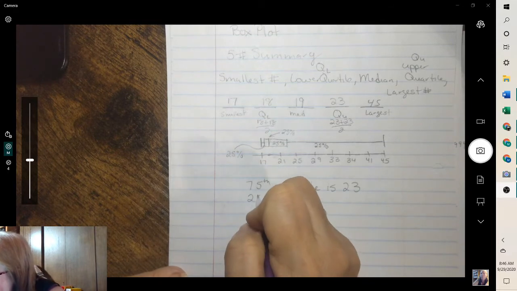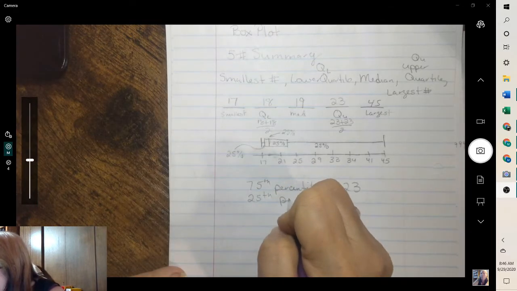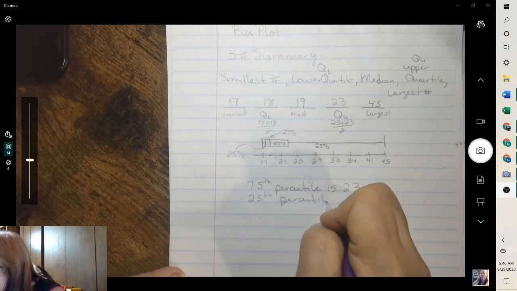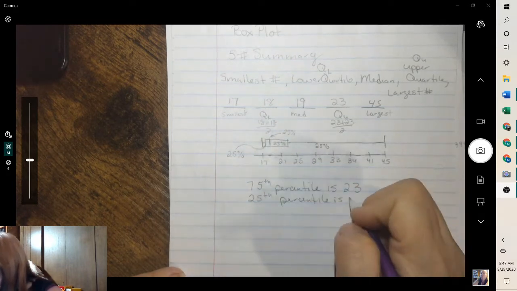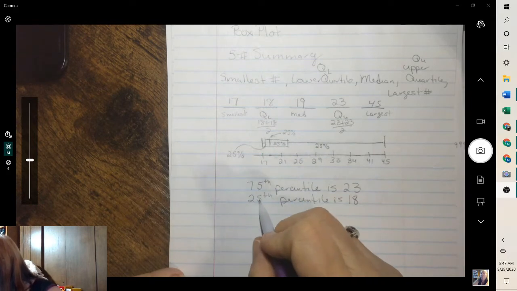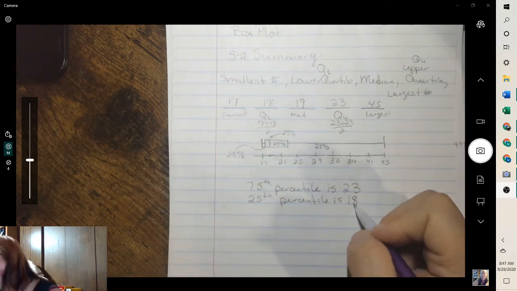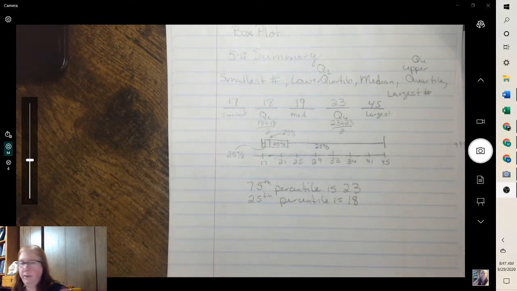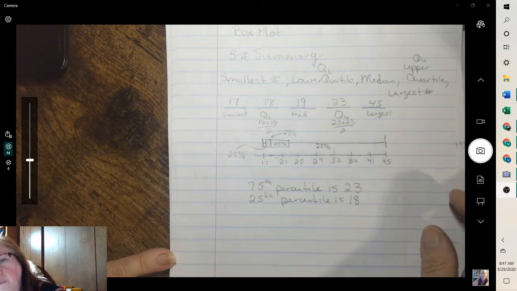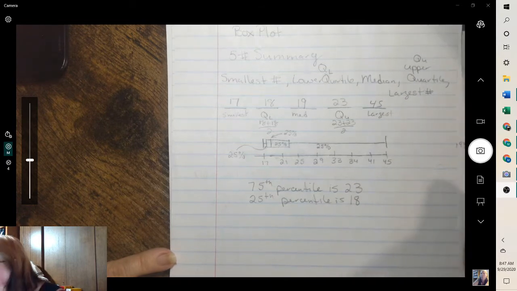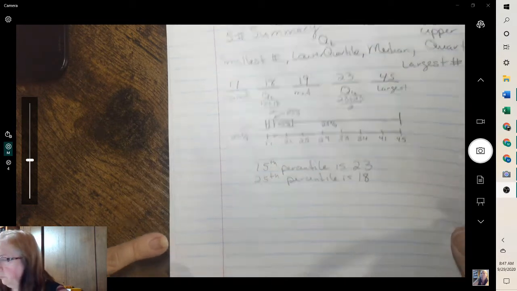The 25th percentile is this one here, which was 18. So 25% of the students are below the age of 18 and 75% are above it. So your percentile tells you what percent is below it. Okay, one more graph.